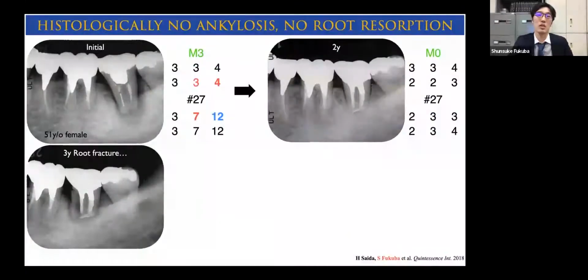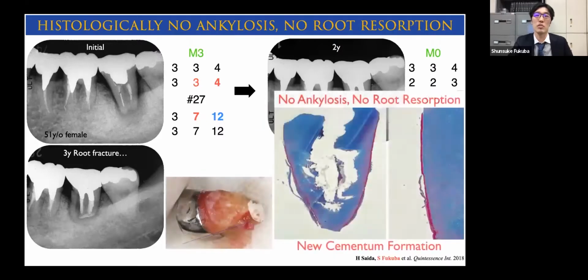This is another case in the paper. About 3 years after the replantation, the tooth number 27 was finally lost by the vertical root fracture. From the histological image of the distal aspects of the root, no ankylosis and no root resorption were observed, and interestingly, new cementum was formed.